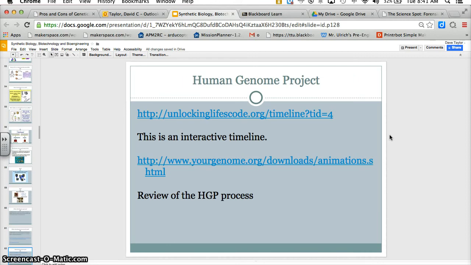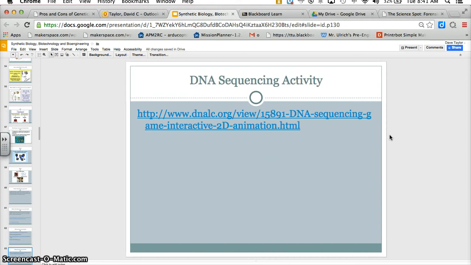The first link above is an interactive timeline about genetics as a whole and the evolution of it over the course of the last 100 and some odd years. And then below is an interactive animation on the Human Genome Project and DNA sequencing and more. This was a sequencing DNA game that we used here.